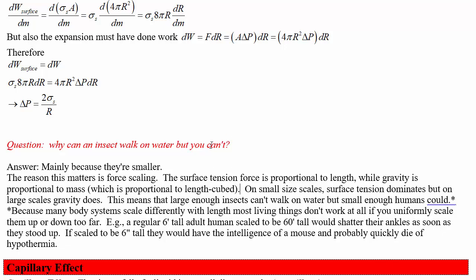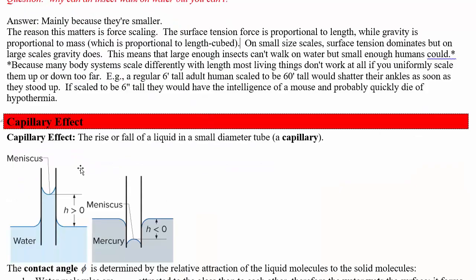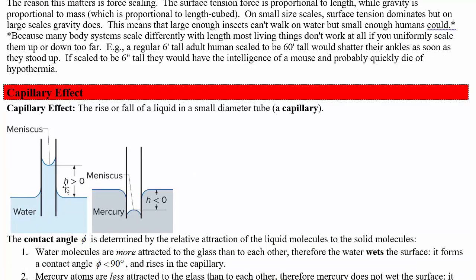The last application of this that we're going to do is, as promised, the capillary effect. Capillary effect is the rise or fall of a liquid inside a small diameter tube, a capillary. Now, you probably have been told that you need to read to the bottom of the meniscus when you're reading from a graduated cylinder, and this is the reason.